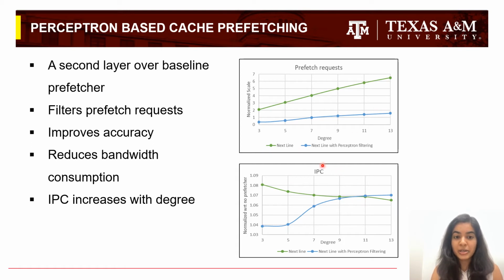If we compare the IPC of these two prefetchers, as we saw in our previous slide, the IPC of the next line prefetcher decreases as we increase the degree of prefetch. However, if we see the numbers for the next line prefetcher with Perceptron filtering, we observe that the IPC of this increases as we increase the degree.